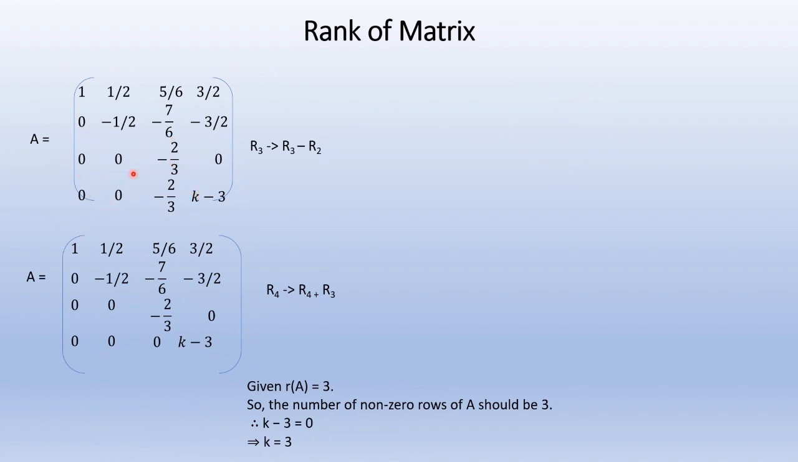Now we need to get 0 in this position, for which we subtract R2 from R3 to transform row R3. By adding R4 and R3, we get 0 in this position of R4. Now we have the upper triangle matrix, that is, all elements below the main diagonal are 0. It is in echelon form. The rank of the given matrix A is equal to 3. So, the number of non-zero rows of A should be 3. K minus 3 is equal to 0. K is equal to 3.